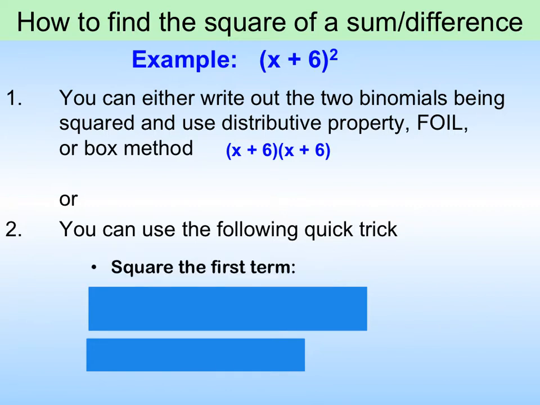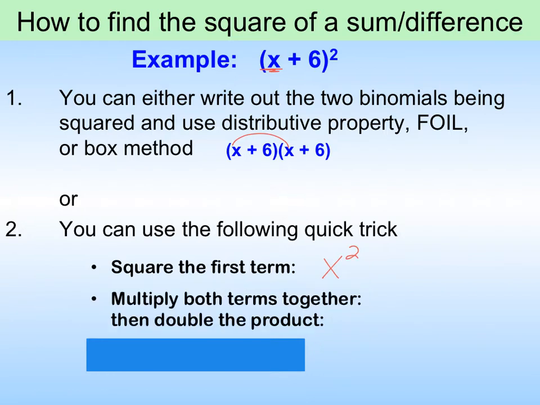The quick trick says that for any square of a sum or difference, what you can do is square the first term. Even if we were to do FOIL, that would be x times x, but the shortcut says without writing it out, just square x, the first term. The middle step says to multiply both terms together and then double the product. So without writing this out, x times 6 is 6x, but when we double that product, we end up with 12x.